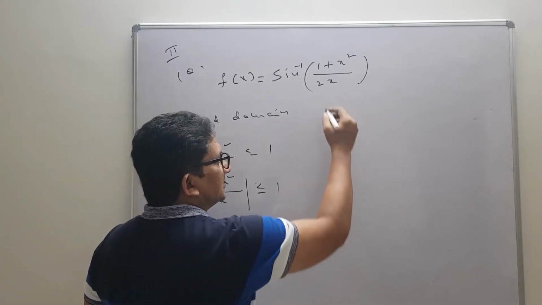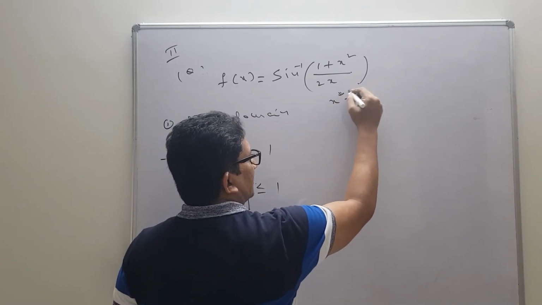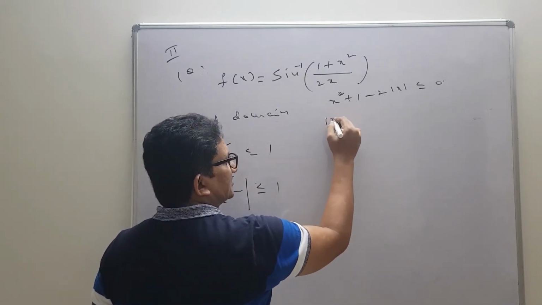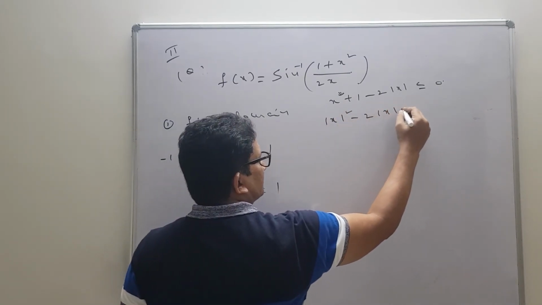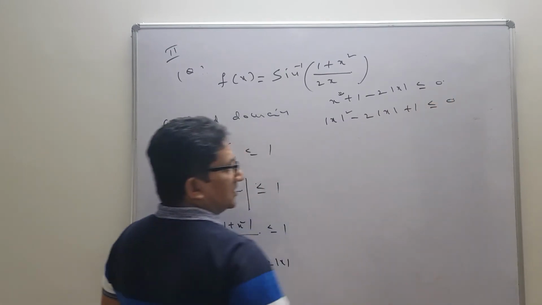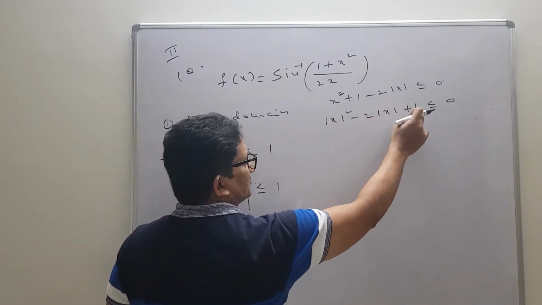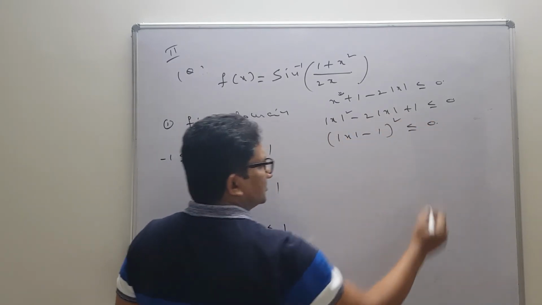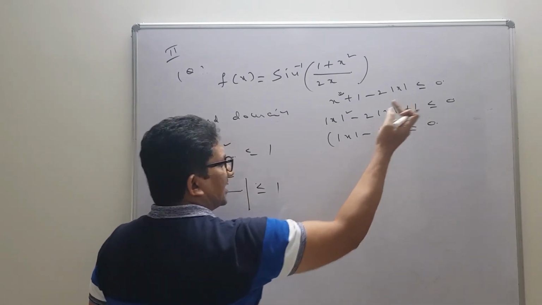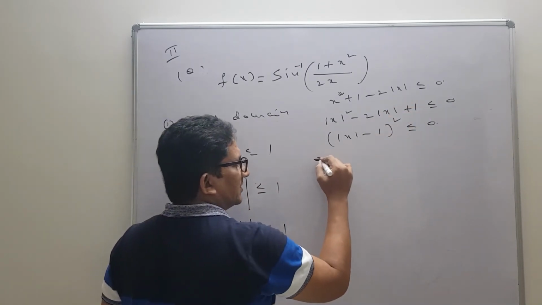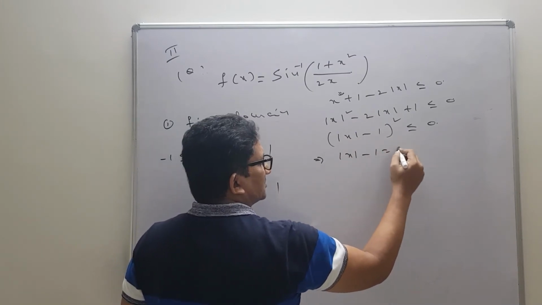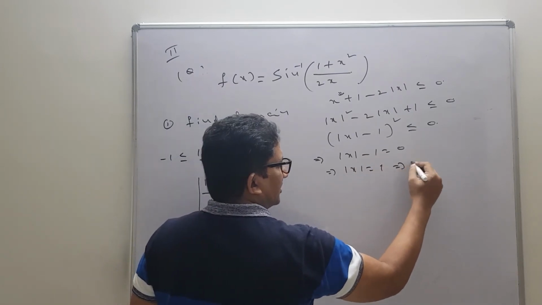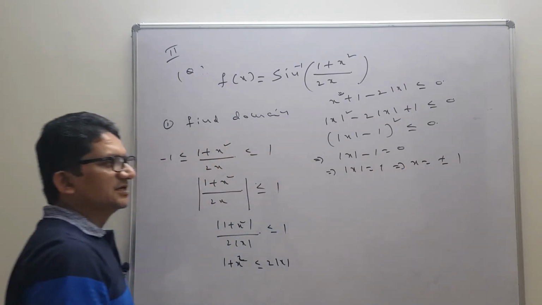Write all the terms on one side, that is x square plus 1 minus 2 modulus of x is less than or equal to 0. So we can write x square as modulus of x square, so modulus of x square minus 2 modulus of x plus 1 is less than or equal to 0. A square minus 2ab plus b square, so that is (a minus b) whole square is less than or equal to 0. Now the square of anything cannot be less than 0. That implies here we can take only one case. Modulus of x minus 1 is equal to 0. That implies modulus of x equals 1. So x is equal to plus or minus 1.